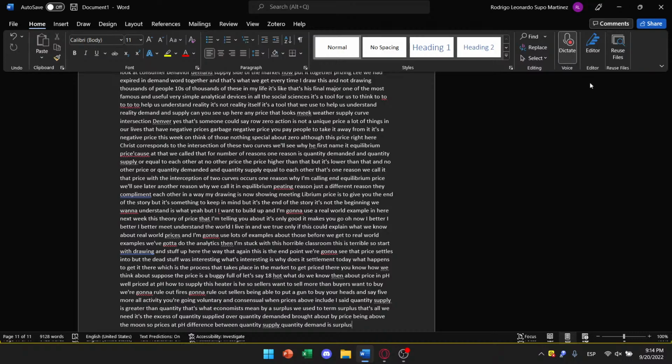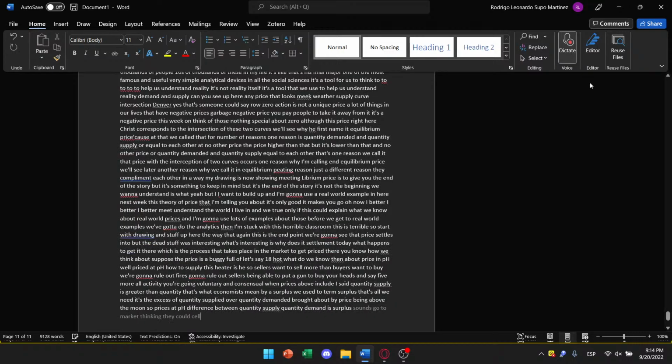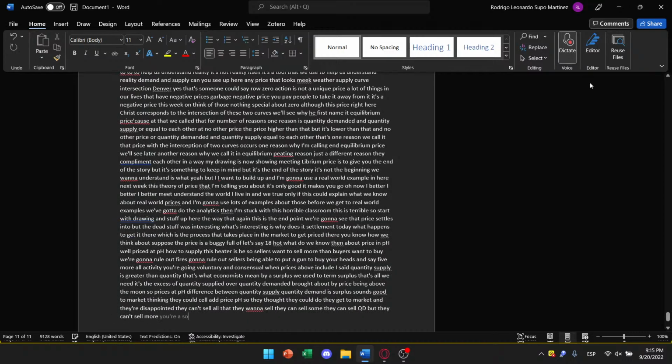Sellers go to market thinking they can sell QS at price PH. That's what they thought they could do. They get to market and they're disappointed. They can't sell all that they want to sell. They can sell some, they can sell QD, but they can't sell more. You're a seller, what do you do?